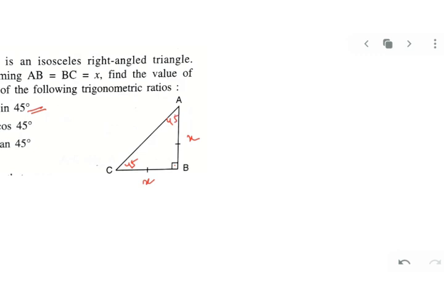So by Pythagoras, you can find the value of this. You will get root 2 x. So you can find sin 45. Sin 45 is perpendicular upon hypotenuse. Put in the values and get the ratio.